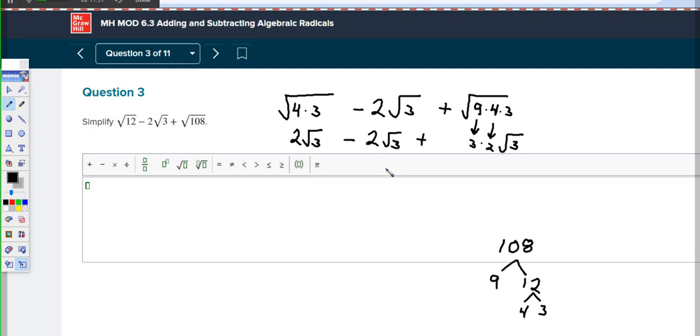Okay, that gives me 0 square root of 3 plus 3 times 2 square root of 3. So 6 square root of 3. And there's my final answer. 6 square root of 3. I'll write that in there. Let's take a look at another one.